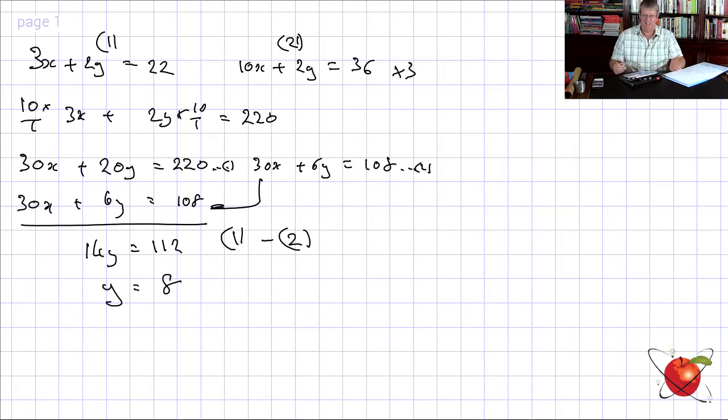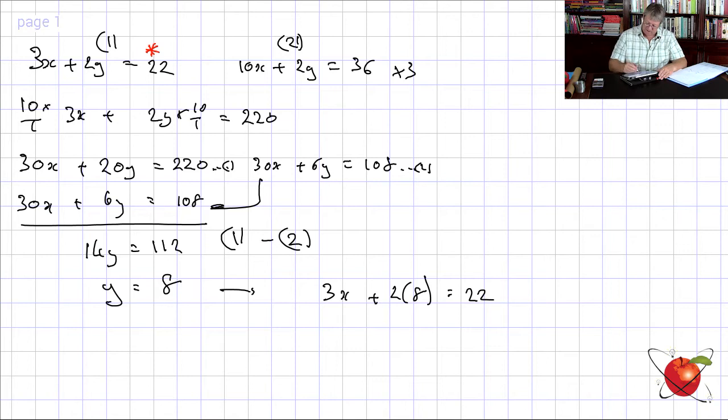How do I find x? Back substitute, right? But now, choose the easiest one. I chose 3x plus 2y, with y equals 8. I chose 3x plus 2 times 8 equals 22. So I back substituted it here into equation 1. Could I have done it in equation 2? Of course, yes. It doesn't matter. You can choose any of the equations to put it into. It makes no difference, all right?